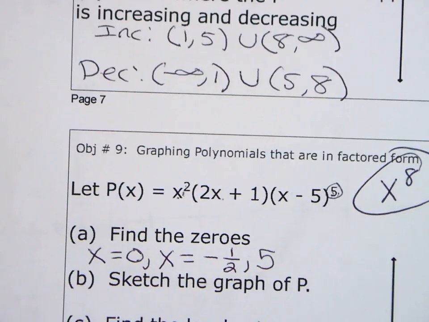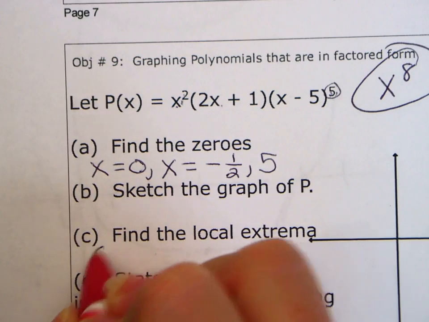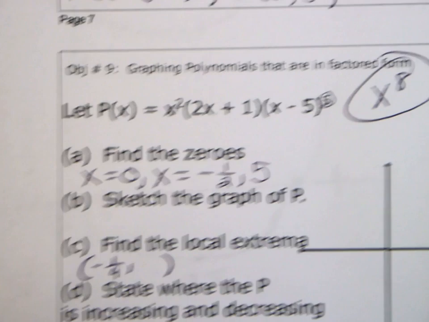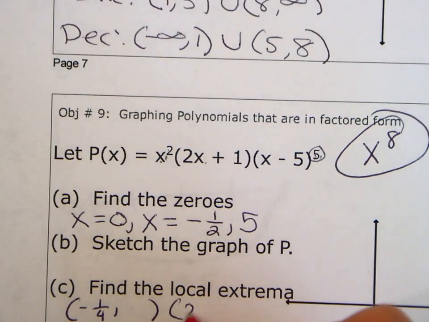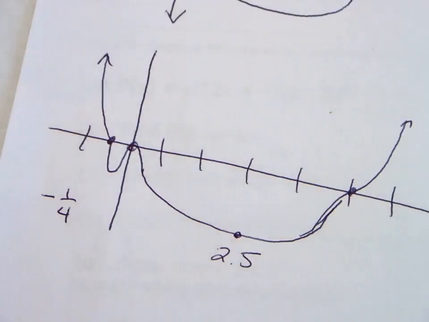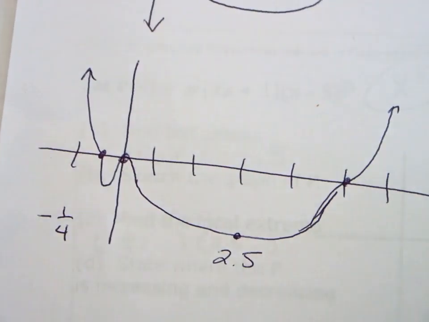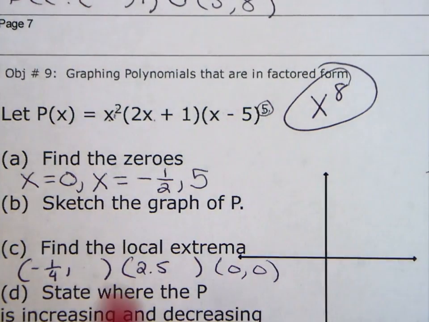So my local extrema is negative a quarter. What else was it? 2.5. And there was another one. Do you remember what it was? Where's the other local extrema? 0. Don't forget that one. That's easy to forget. 0, 0. Okay. So now we have to figure out the y values.